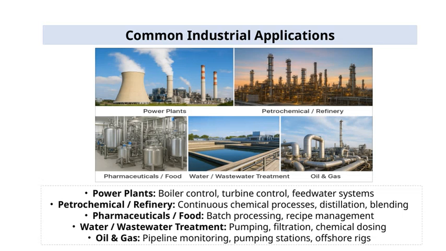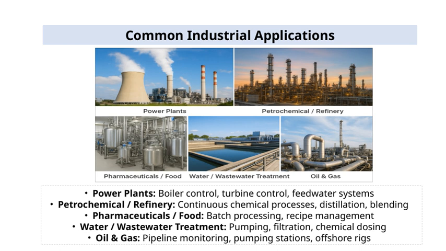Now, let's take a closer look at some of the common industrial applications where control systems play a crucial role. First, in power plants, control systems are essential for managing boiler operations, turbine control, and feedwater systems. These components need precise regulation to ensure efficient and safe power generation. Next, in petrochemical and refinery operations, continuous chemical processes, distillation, and blending require accurate control to maintain product quality and safety standards.